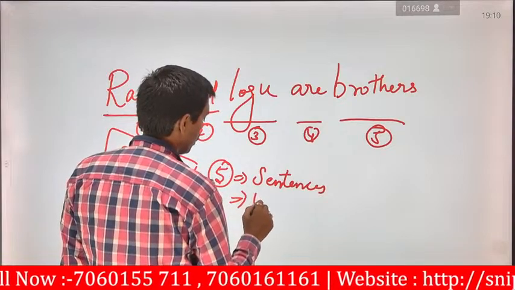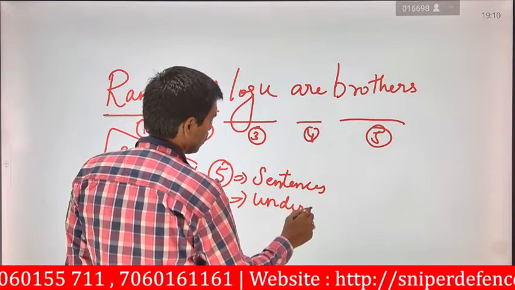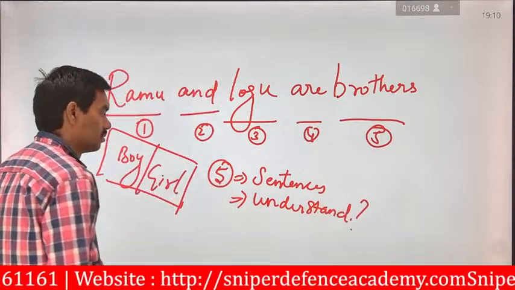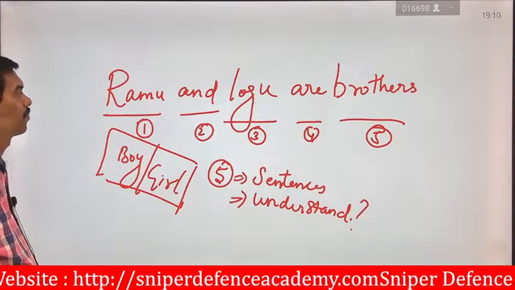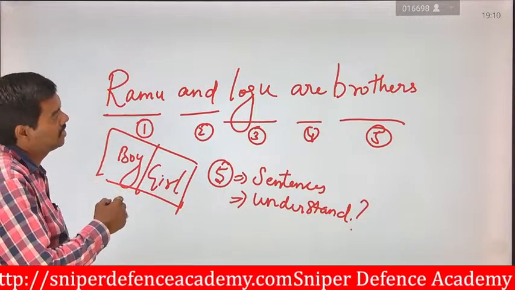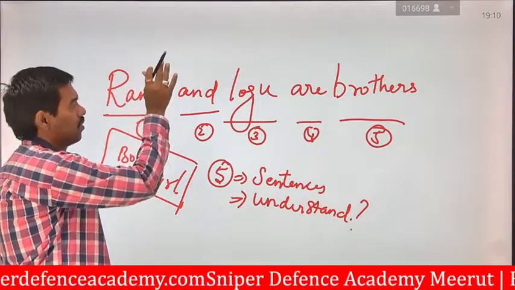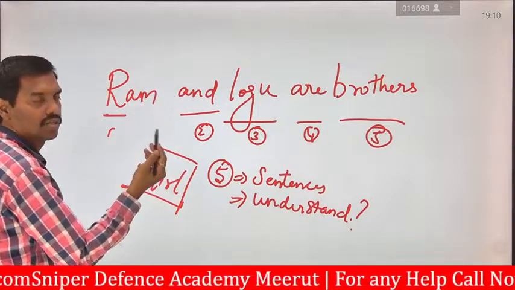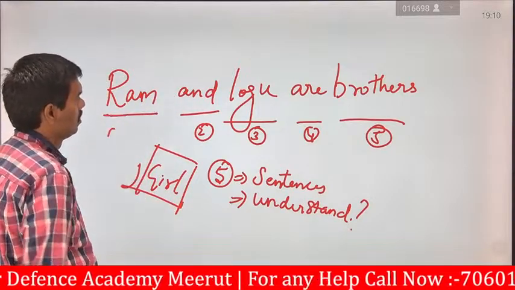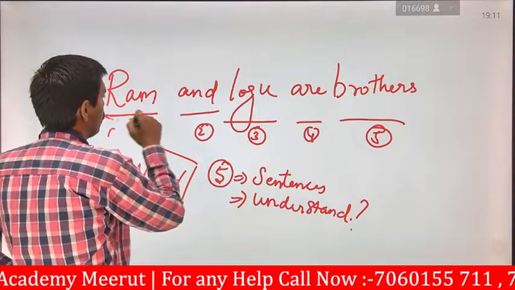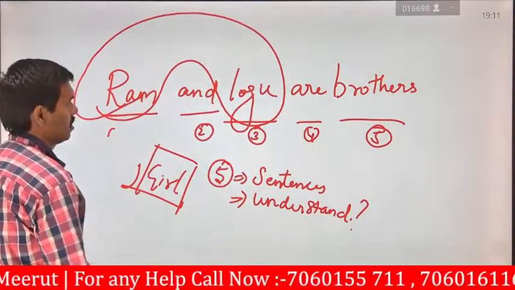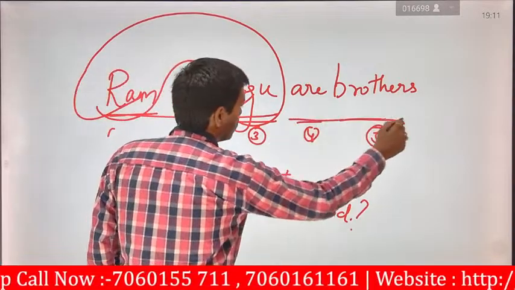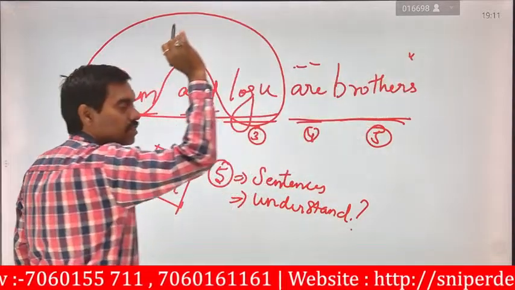Next, we are going to understand the meaning of the sentences. How to understand? In what way? Here, Ram or Ramu, whatever you like, you can keep it, it's easy for you. Ram and Logu, both are given here. Both are the subjects. Ram and Logu are the subjects. Are brothers comes in a different aspect.